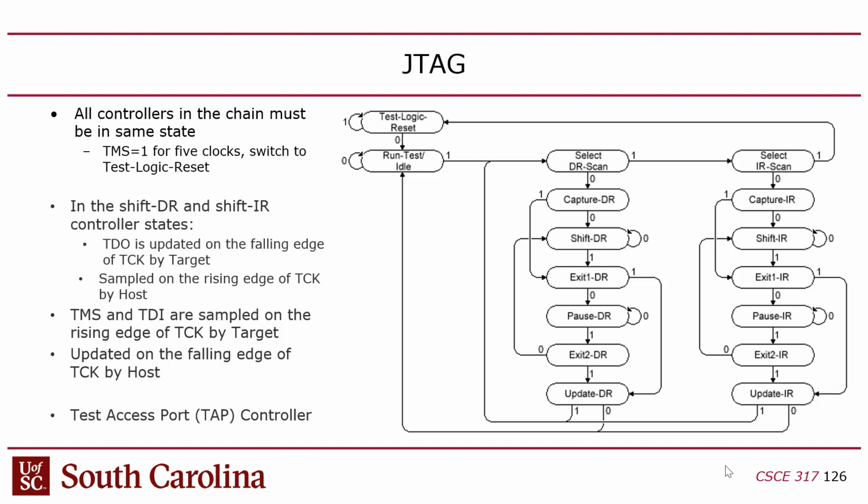So if I'm in this state and I leave TMS 1, I'll just stay there. But if TMS is 0 and I clock it, I'll go here. Now if I switch TMS to 0, keep it at 0, I'll stay here, run test idle. Or if I set TMS to 1, I'll go to here, right? And then if I set TMS to 0, I'll go here. If I leave it at 0, I'll go here, right? So I can move all of the devices in the JTAG chain to different modes depending on the sequence of TMS values across multiple clock cycles.